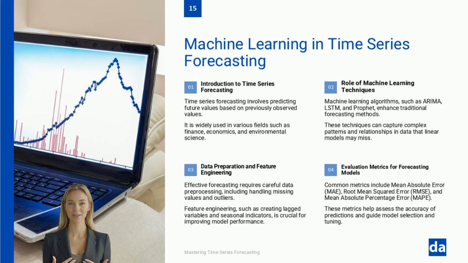Next, we will look at the role of machine learning techniques in this domain. Algorithms like ARIMA, LSTM, and Prophet significantly enhance traditional forecasting methods. They are capable of capturing complex patterns and relationships in the data that simpler linear models might overlook, leading to more accurate predictions.